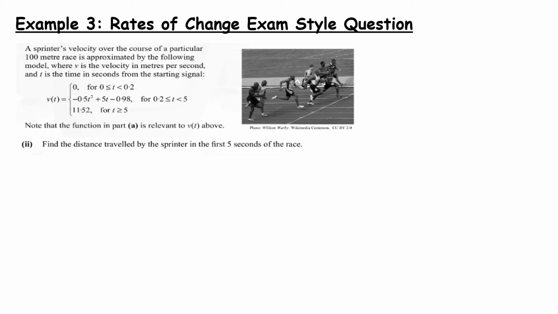So then part 2 says find the distance travelled by the sprinter in the first 5 seconds of the race. Okay, so in the first 0.2 seconds, they don't move. Remember, they're reacting. Then in the next 5 seconds, we're dealing with the middle function. So I'm just dealing with this part here, minus 0.5 t squared plus 5t minus 0.98. That is velocity or speed. Notice that they've said distance and they've used velocity, so they've used a bit of a mix.